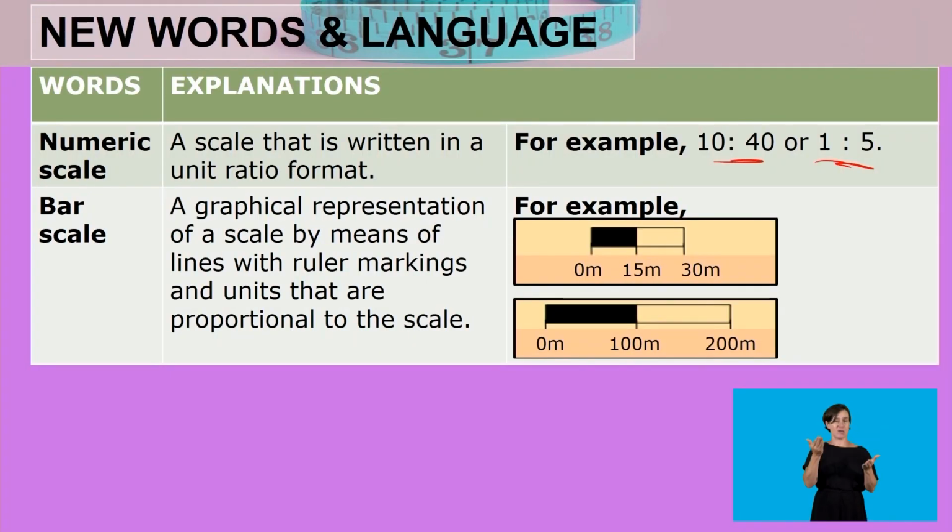Then we have a bar scale. A bar scale is a graphical representation of a scale by means of lines with ruler markings and units that are proportional to the scale. So we've got a scale, but it's a picture scale in a way, and then it gives us the relation of the bar, which should be measured in relation to its actual size, which are these units that are given to us there.